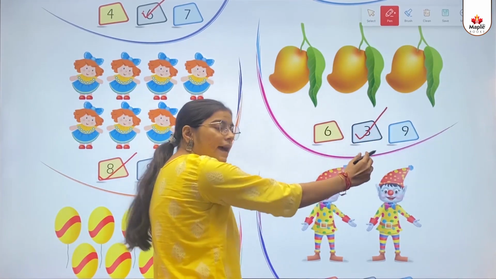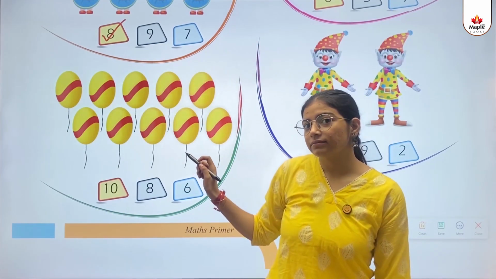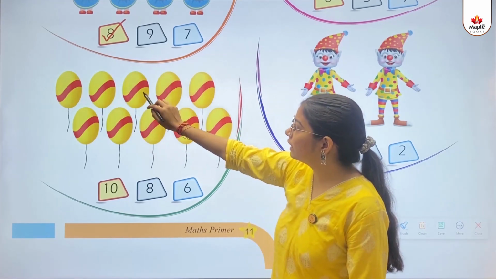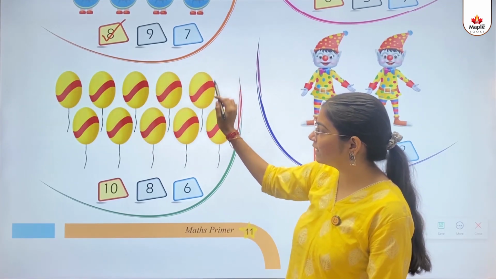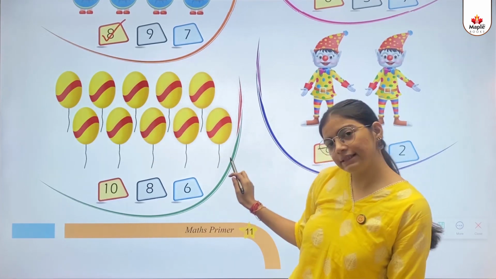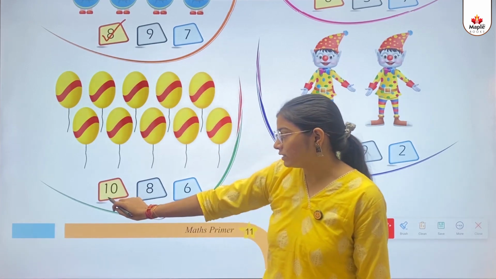This is 9. How many balloons are there? We will count. 1, 2, 3, 4, 5, 6, 7, 8, 9, 10. There are 10 balloons. So, what is written here?